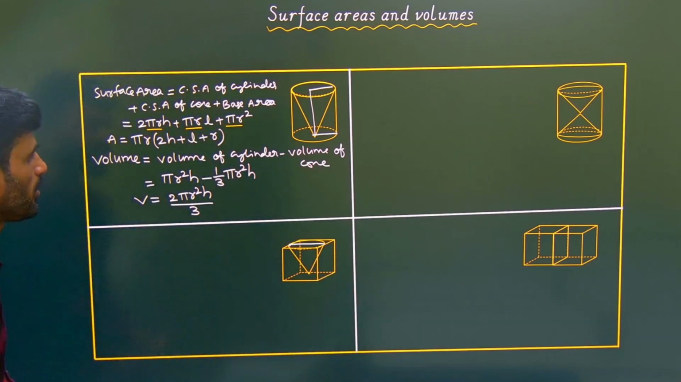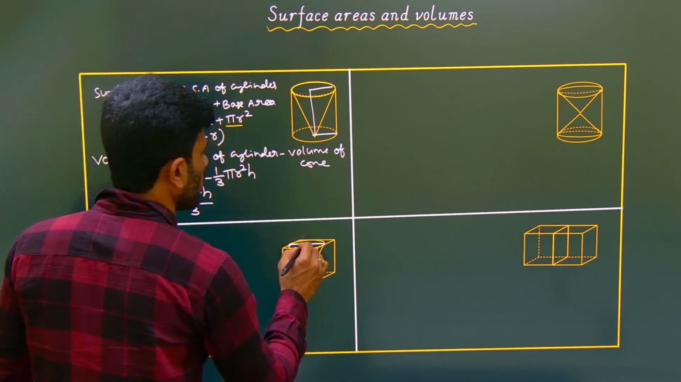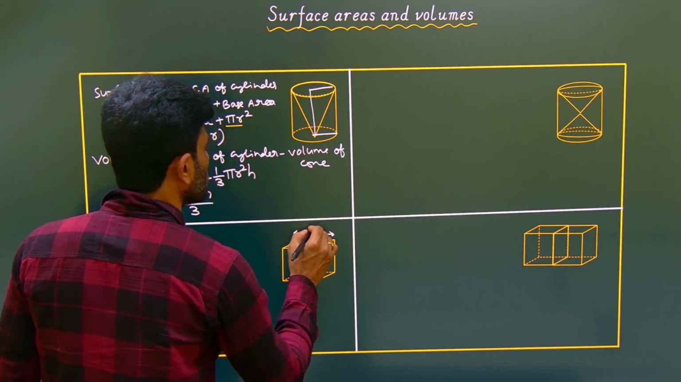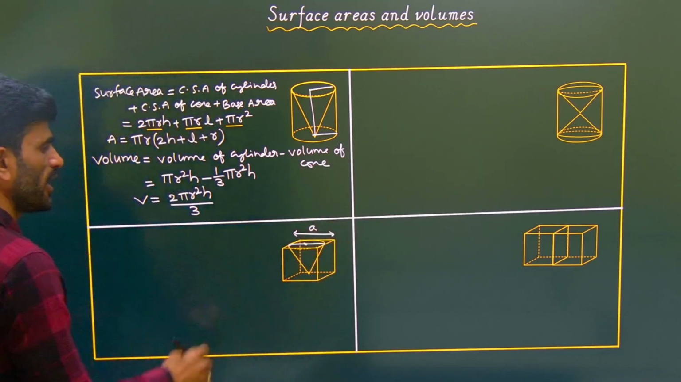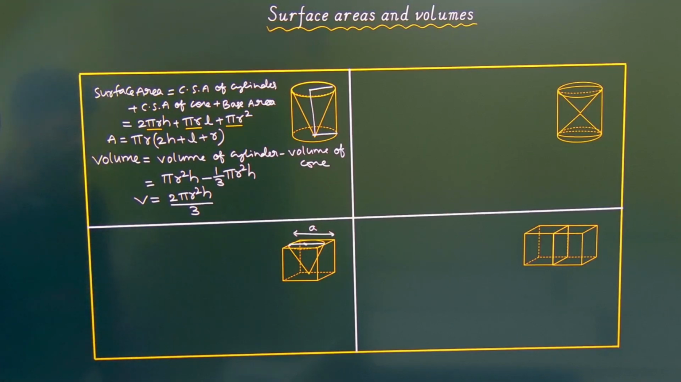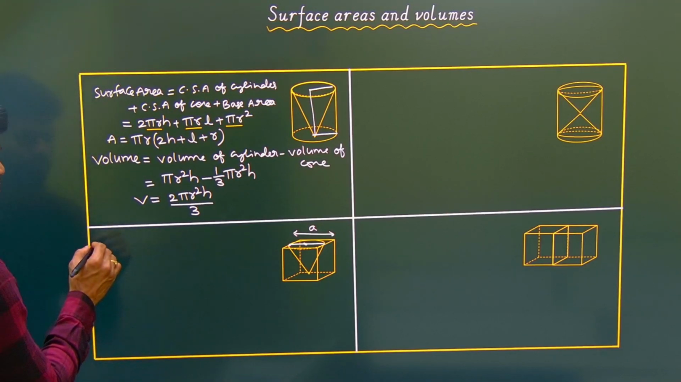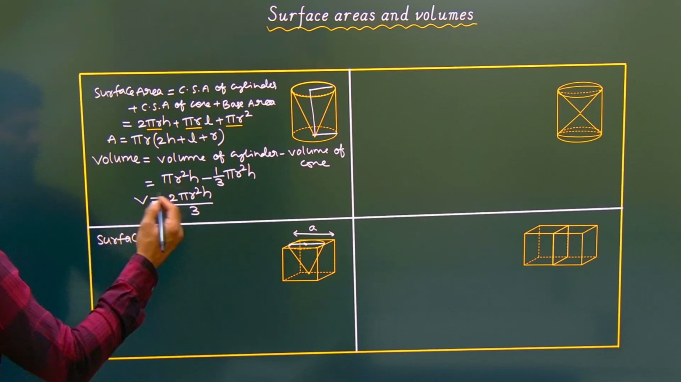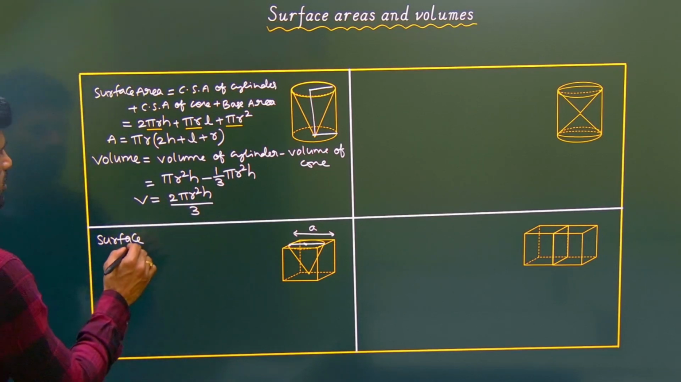So in that case, what happens? The diameter of the cone will be equal to the side of the cube, like before. A is equal to 2r. So here if you want surface area, again what we have to do? Same as the hemisphere.